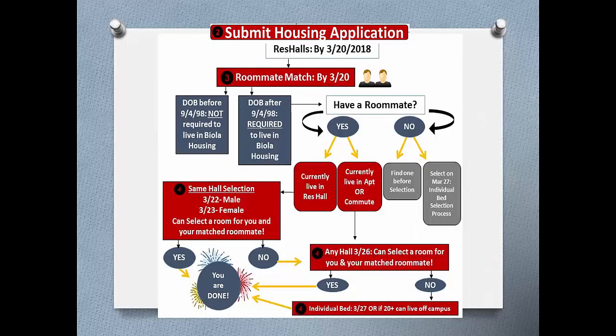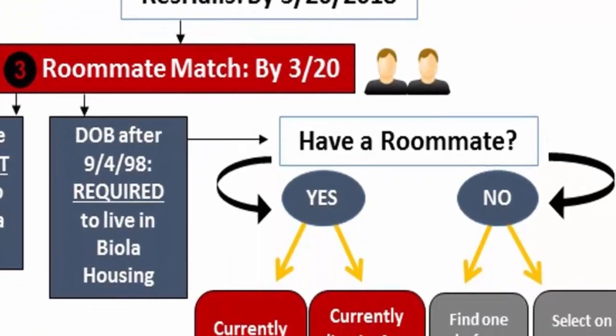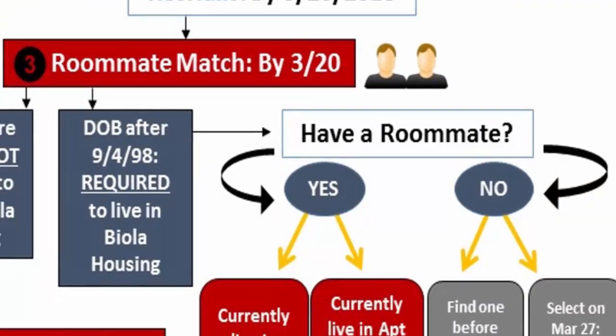To recap, you and your roommate need to complete the online housing application by the deadline, then roommate match together before the room selection processes begin. If you try to roommate match together before the application, you won't be able to find your roommate.